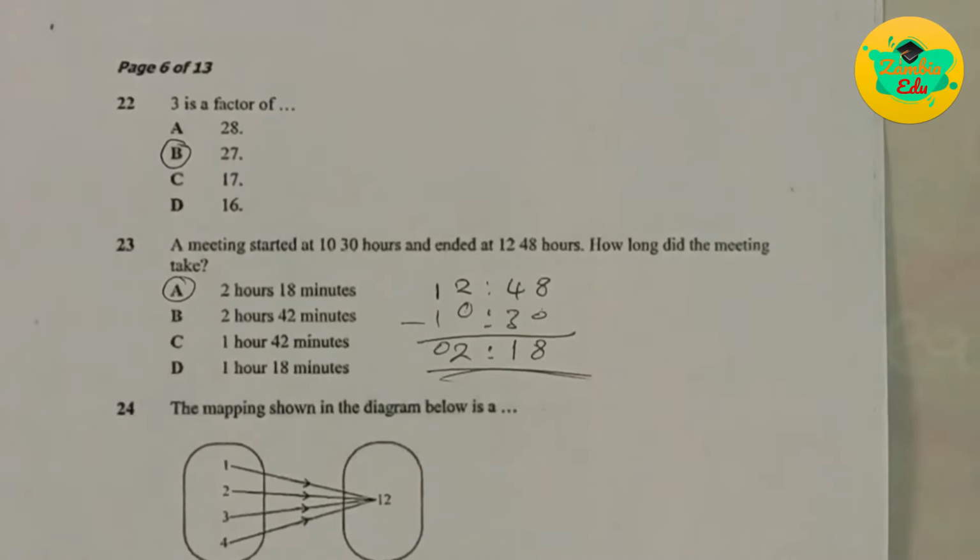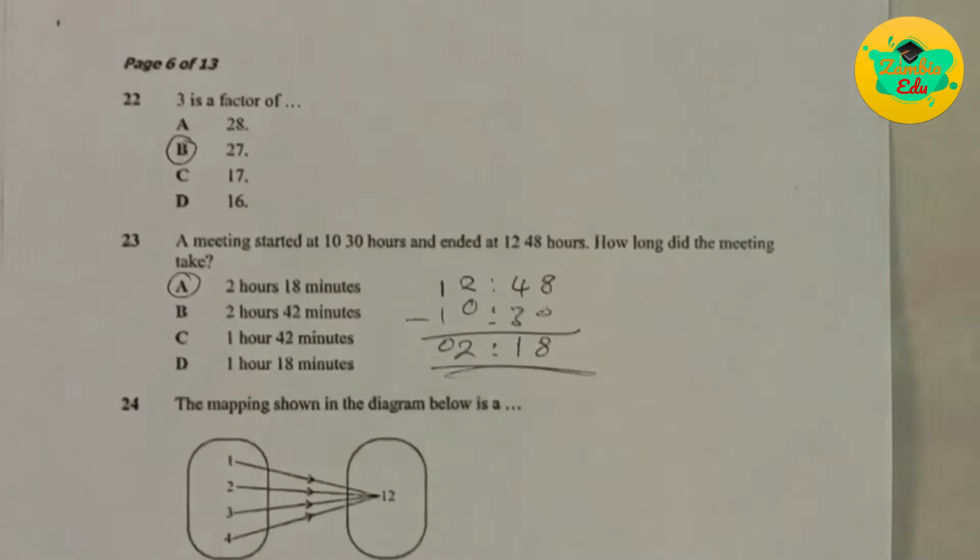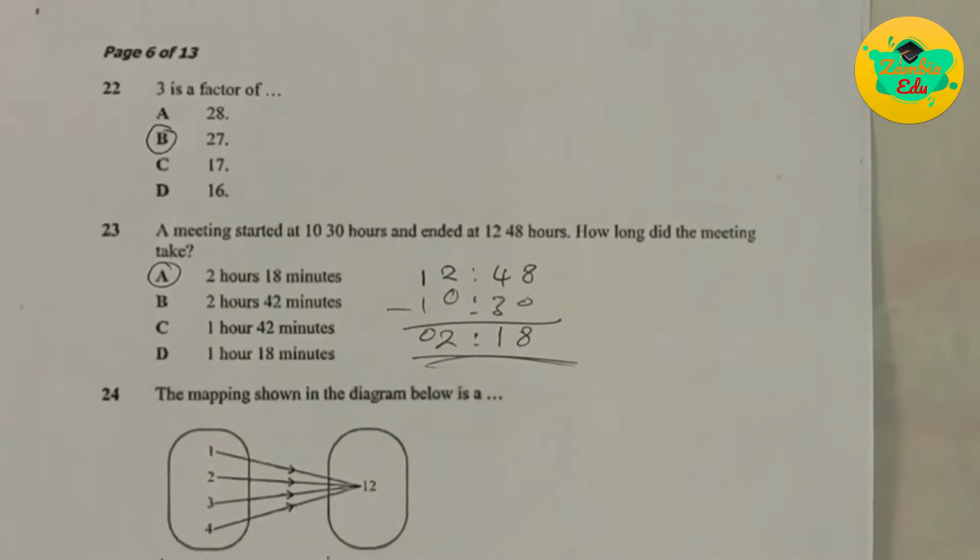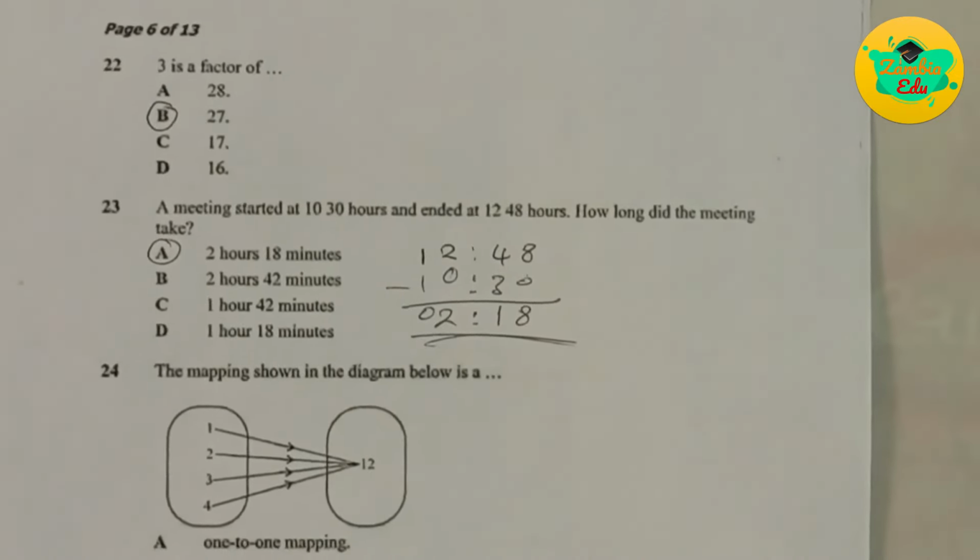We go right ahead to question 24. Question 24 says, the mapping shown in the diagram below is a dash. So we can look at the mapping which we have there. What kind of a mapping is it? That's what they are asking us to find. Just by looking at this mapping, we notice that all the items in the first circle are mapped to one item in the second circle. And so this kind of mapping is what we call a many to one mapping, which is option C.